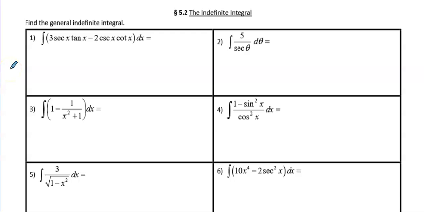Hello everyone, welcome back. We are looking at integration of trig functions. This section right here is the indefinite integral. And so we're going to go ahead and get started with these problems. Remember that when we are looking at question number 1, we're integrating two separate things being subtracted from one another.